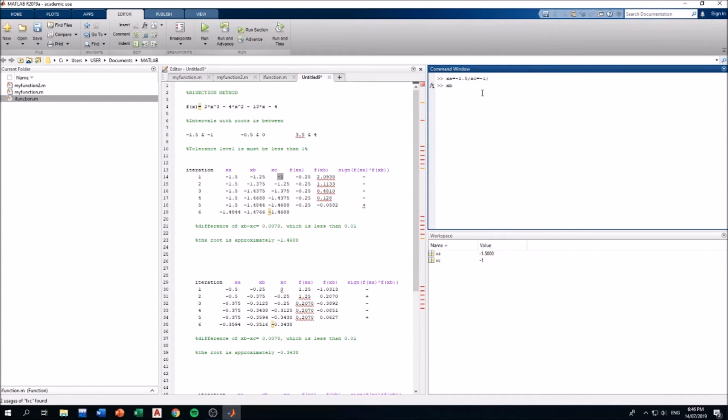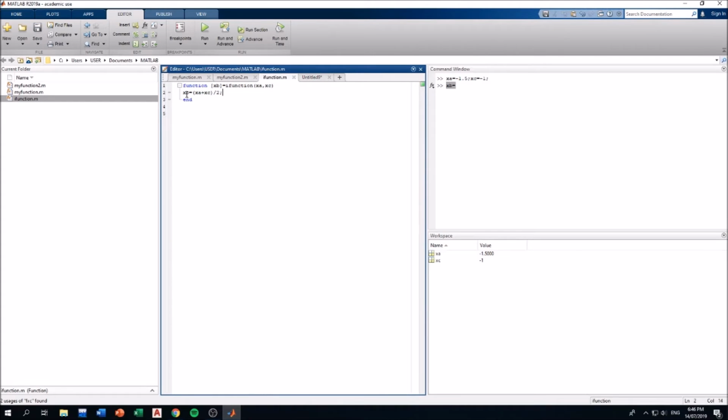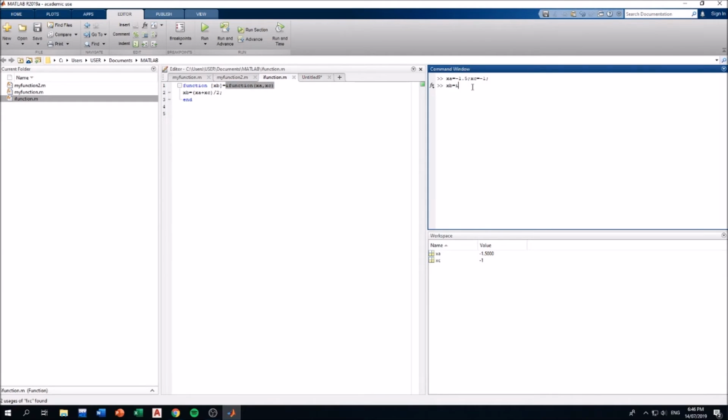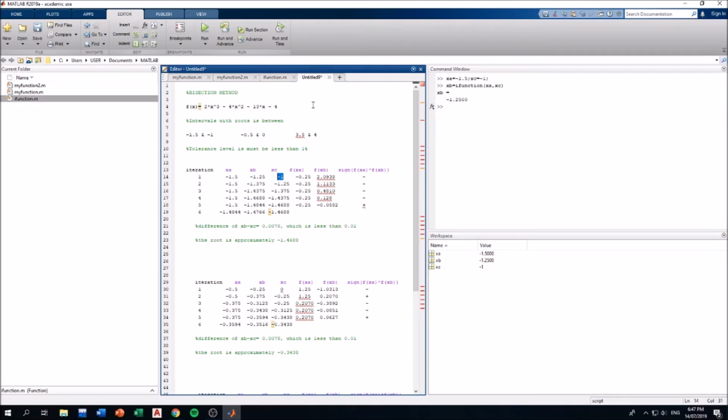Now we make use of the formula. X sub b is equal to the formula we need to find the middle term. So we make use of I function, x sub a and x sub c. X sub a and x sub c will be inputted into the formula, which will make negative 1.25.